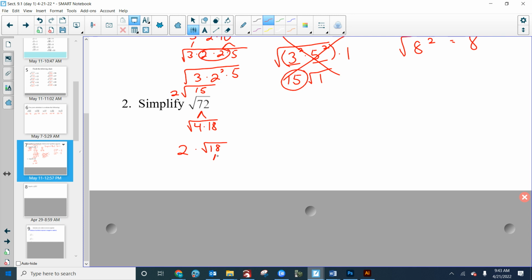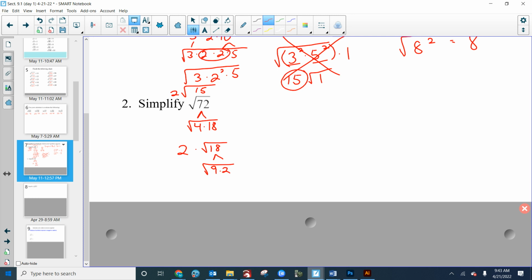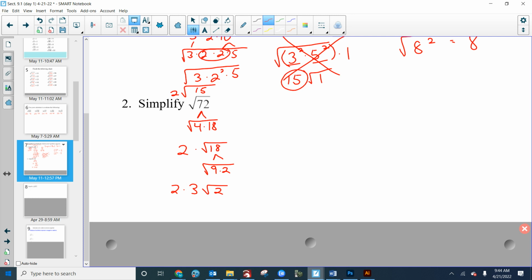What does the square root of 18 break down into? Luca, what times what is 18? 9 and 2. Then you should ask yourself, is 9 a perfect square? What is it? So 2 now has a little friend. What's its friend? A 3. And what is lonely inside all by itself? 2. Last step is to multiply that 2 times 3, and we get 6 times the square root of 2.